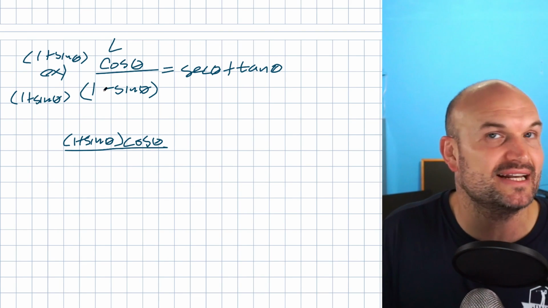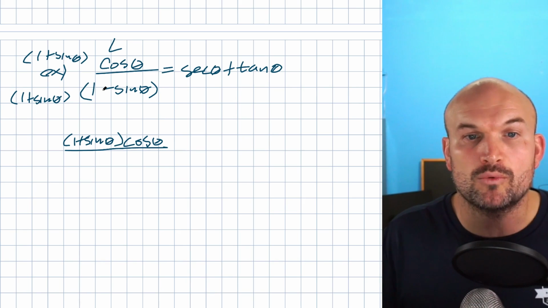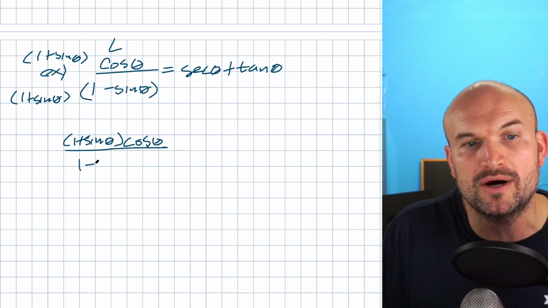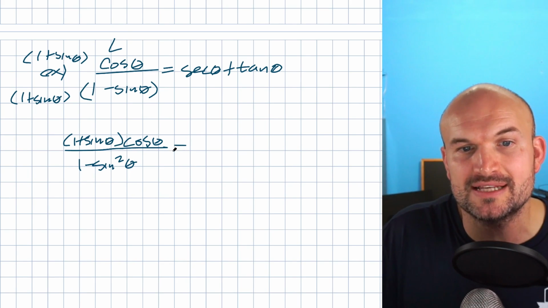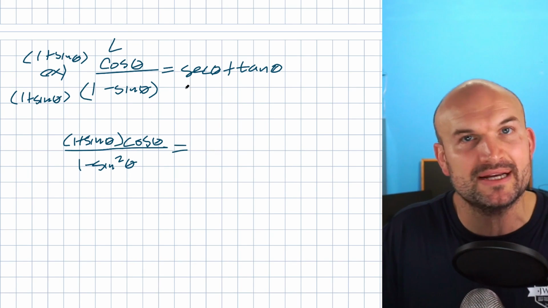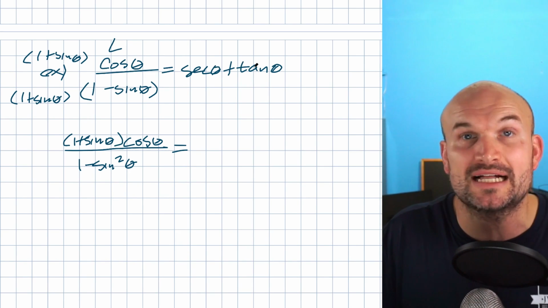Now, 1 plus sine of theta times 1 minus sine of theta, that's a difference of two squares. That's what's so nice about rationalizing the denominator here. So that's going to give me 1 minus sine squared of theta. It's important for us to recognize that this is still equal to the right-hand side, but I'm not going to write anything on the right-hand side because our whole goal here is to make the left side look exactly like the right-hand side.